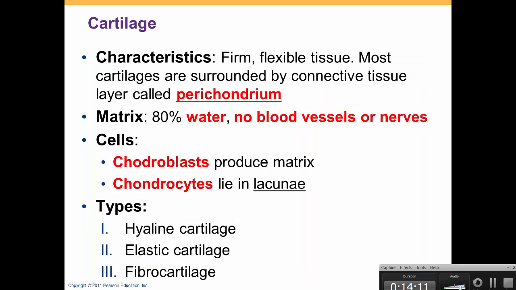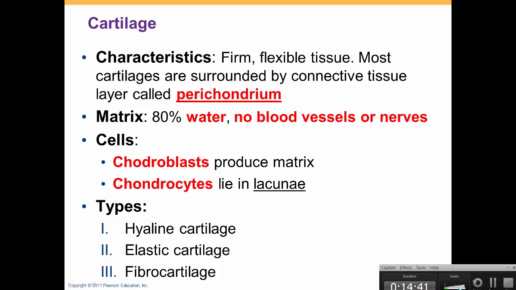The cartilage is firm, flexible tissue. And I want you to know that most of the cartilage is surrounded by what's called perichondrium. Peri means around, chondrium means cartilage. So perichondrium means a tissue that's around the cartilage. What's the main component of the matrix in cartilage? It's actually water.